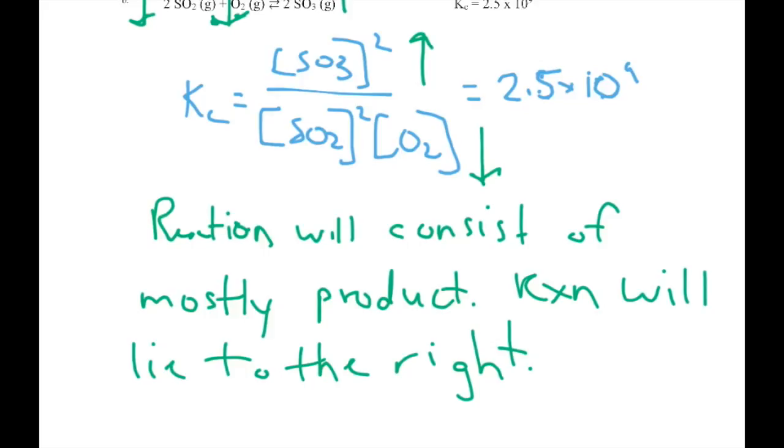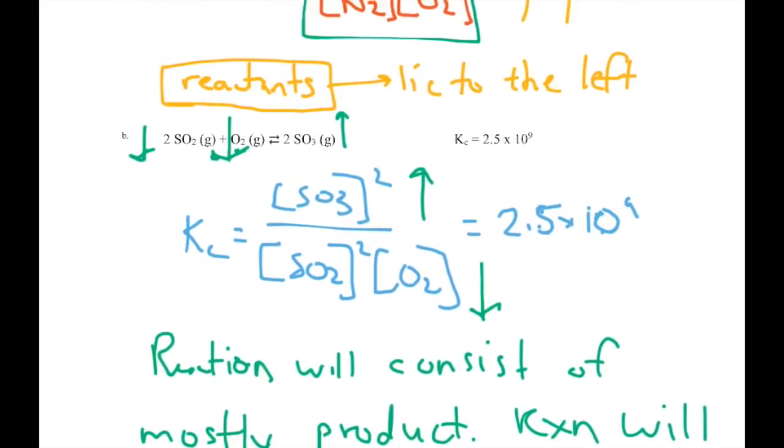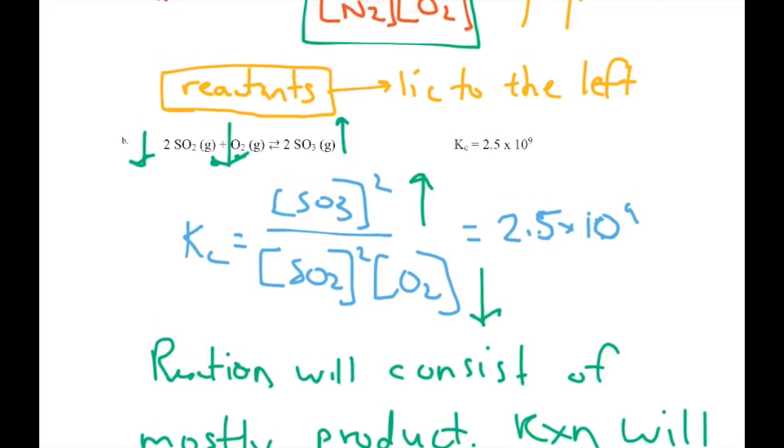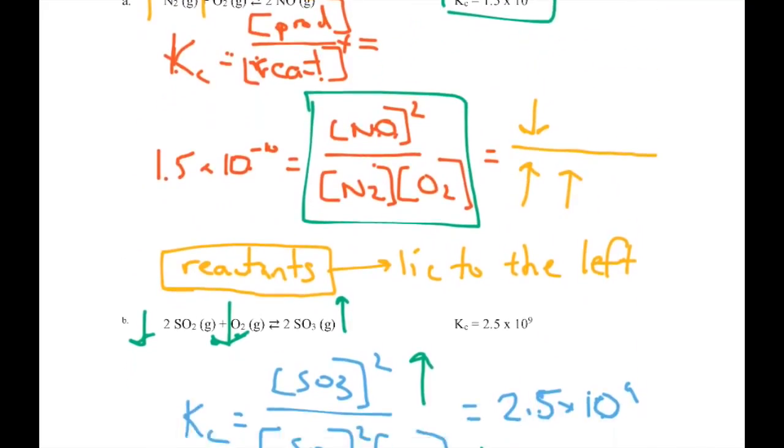Okay. So looking at these problems, this is how to tell the direction. It's basically whether we have a large Kc or a small Kc. The larger the Kc, the farther to the right. The smaller the Kc, the farther to the left. So how far to the right, how far to the left is determined, of course, by the magnitude of the equilibrium constant.